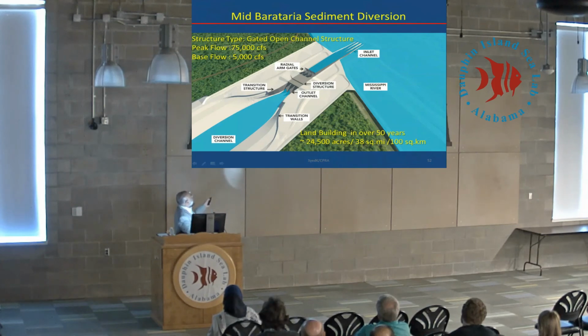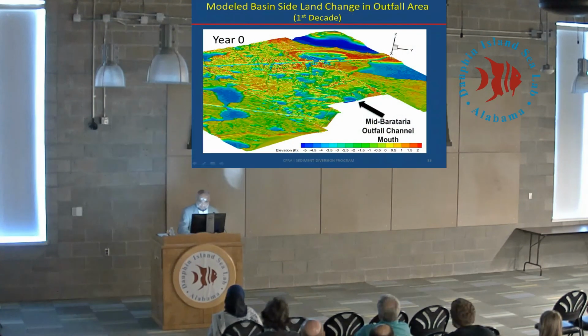So the peak flow is 75,000 CFS and base flow is 5,000 CFS. And this is the land building over 50 years. We expect that it will build 38 square miles or 100 square miles in the next 50 years. So this is just a model-based land change in the outfall area, if you see that.